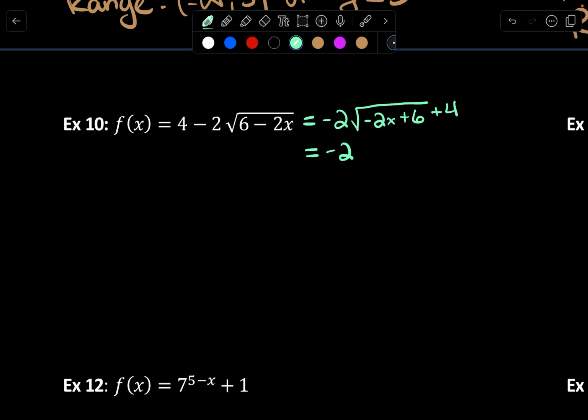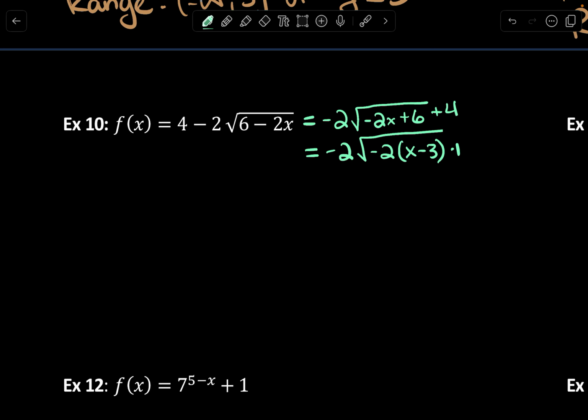Now from here, again, we need to factor out that -2. So I'll factor out -2. We'll have x. So I factored out a -2, so I'm going to multiply that 6 with -1/2, which is going to give me -3. And then we'll have plus 4. Okay, so now from here we can start our transformation table.